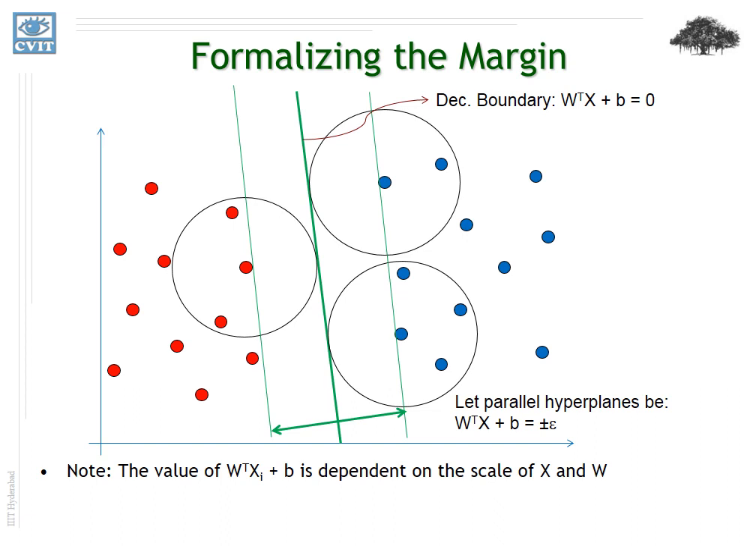Note that the value of W transpose X plus B is dependent on the scale of X and W. This is the same problem that we referred to before, and that's the reason why we define the relative margin. However, while deriving the method for computing the decision boundary, we will approach it in a slightly different way, and hence the point that we are noting is that W transpose Xi plus B is dependent on the scale of X and W.